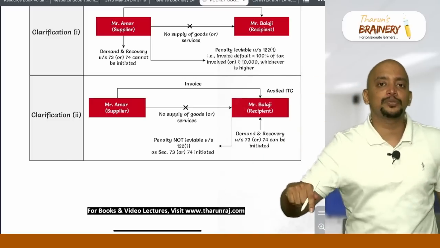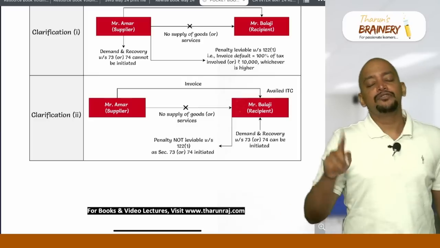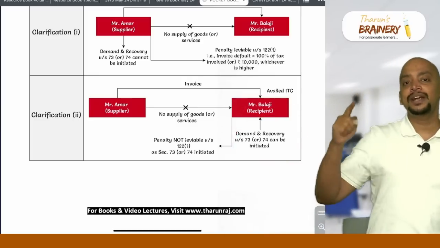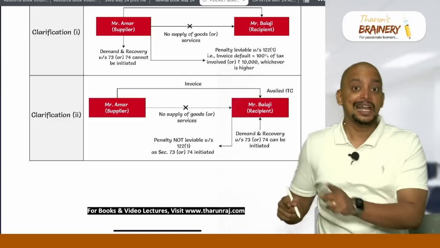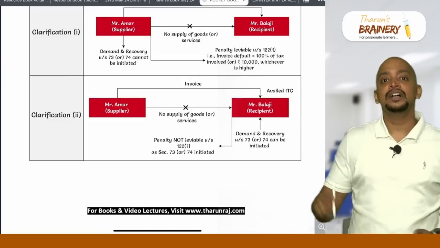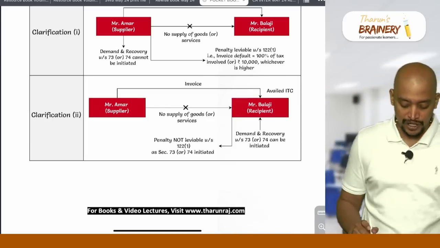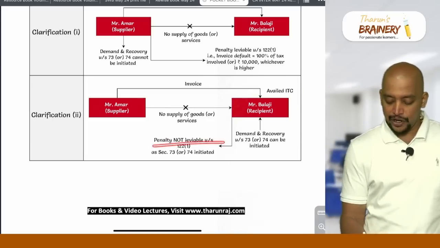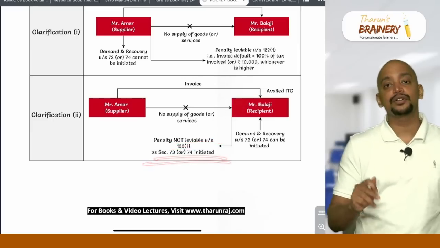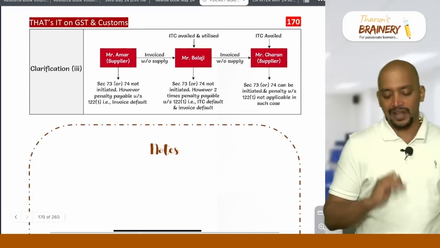As he is required to pay the 2 lakhs, they will be doing demand and recovery because ITC availed and utilized for payment of liability. So he needs to pay that. Because of this, there is a short payment of tax. So the demand and recovery will be initiated on Mr. Balaji. As demand and recovery is initiated on Mr. Balaji under 73-74, he has done an ITC default also, but penalty under 122 subsection 1 will not be applicable in that case. So penalty not leviable under 122 subsection 1 as 73-74 is initiated on Mr. Balaji. Then see the clarification 3.